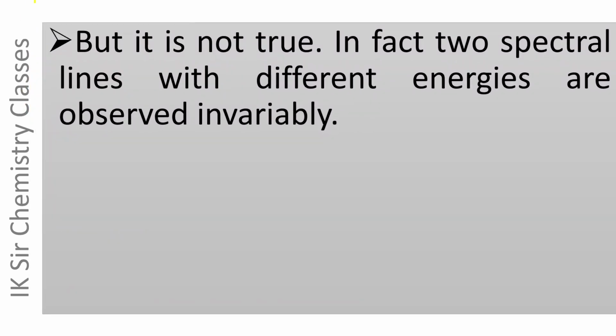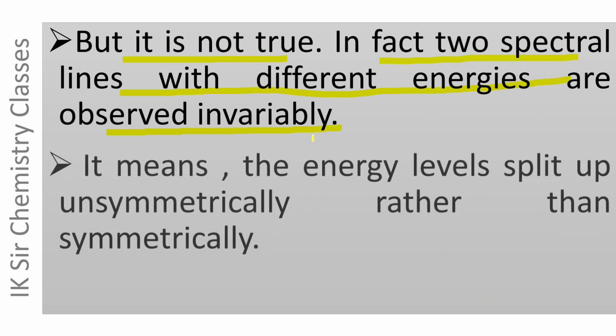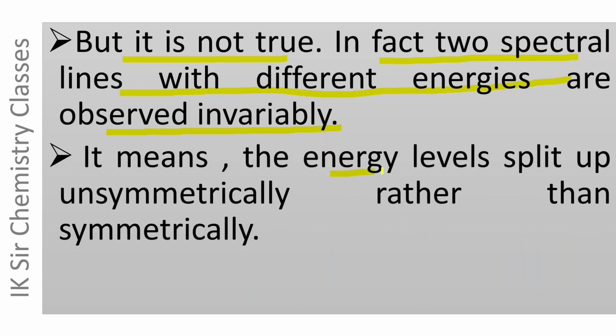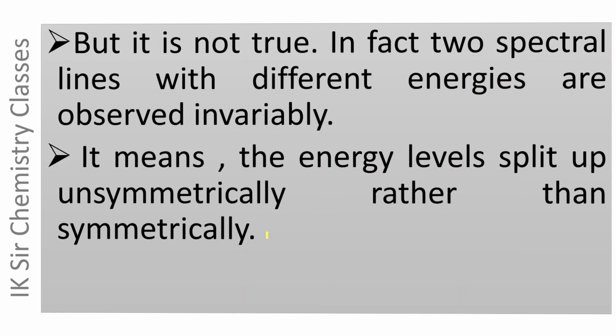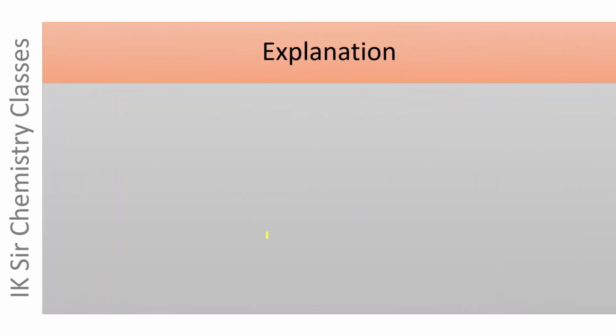But it is not true. In fact, two spectral lines with different energies are observed in almost all the cases. It means the energy levels are split up unsymmetrically rather than symmetrically. It can be explained as follows.